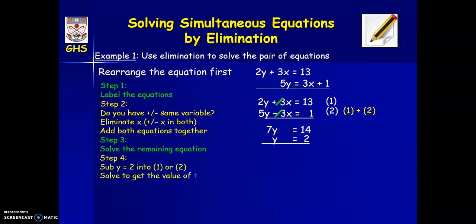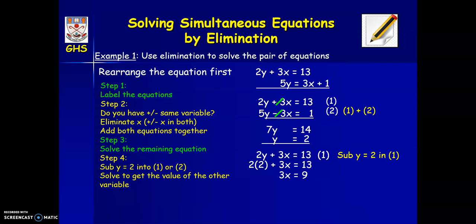Step 4, we're going to substitute y equals 2 into either equation 1 or equation 2. Again, remember, it's just whichever one you think looks easiest. I'm going to use equation 1. So replace y with 2. So we get 2 times 2 plus 3x equals 13. So 2 times 2 is 4, so take that over, and it becomes 13 take away 4, so 3x equals 9. Divide by 3, so x is equal to 3 this time.